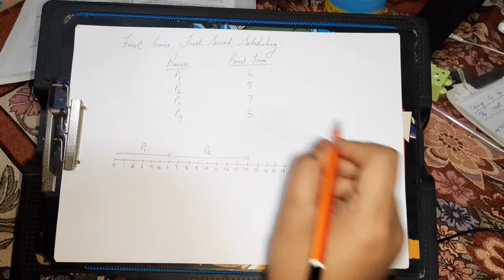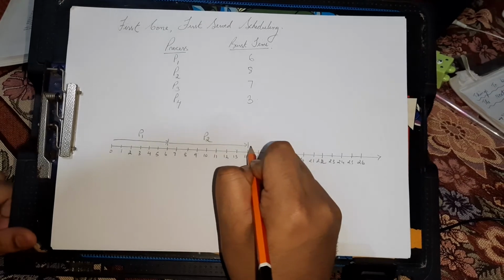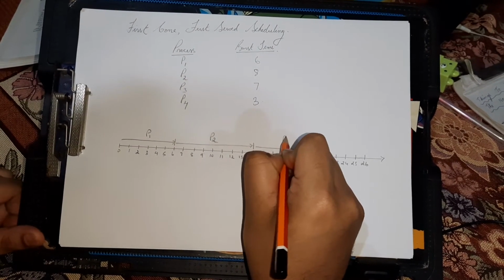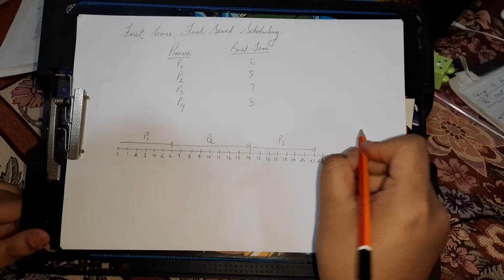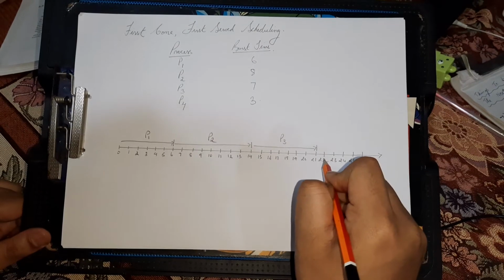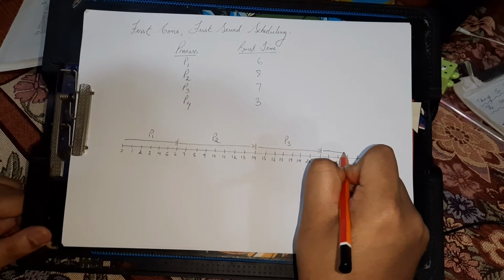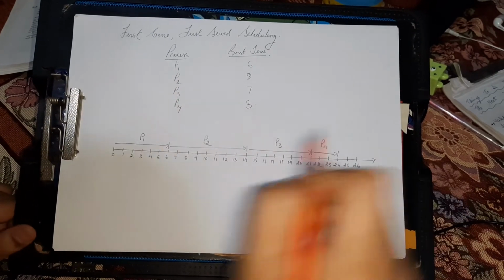And similarly P3 requires 7, so 1, 2, 3, 4, 5, 6, 7. So from 14 till 21 the processor is occupied by process P3, and P4 requires 3 milliseconds, 1, 2, 3, so 3 milliseconds for P4.